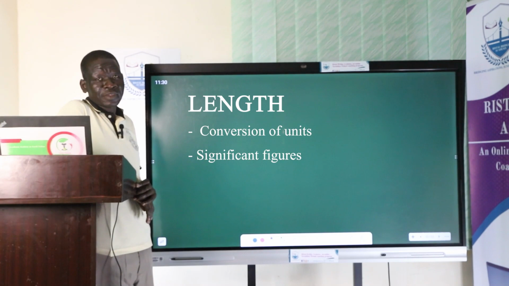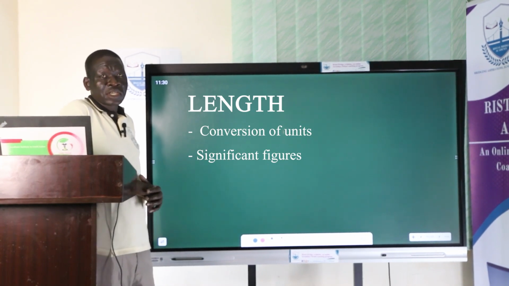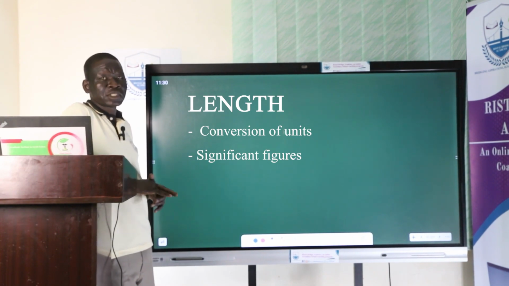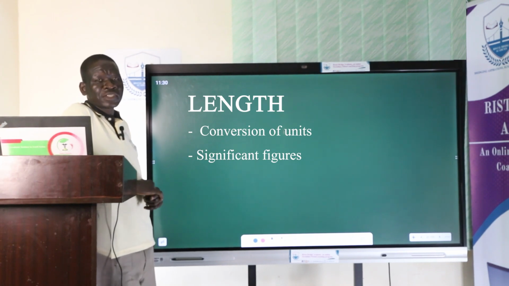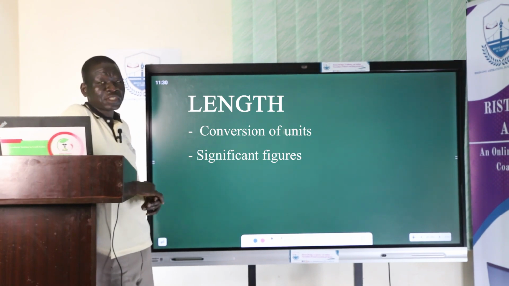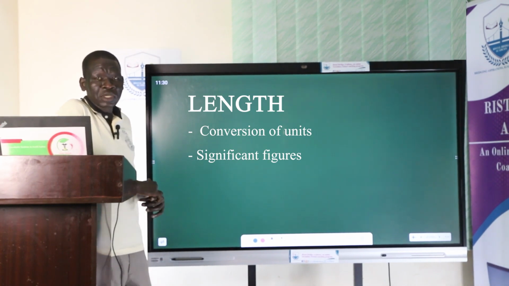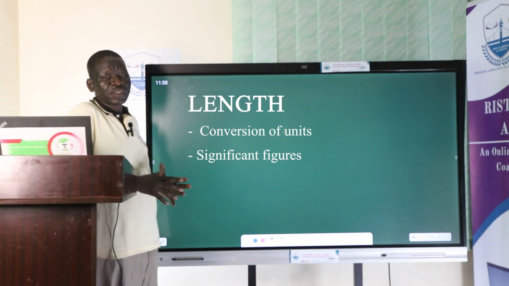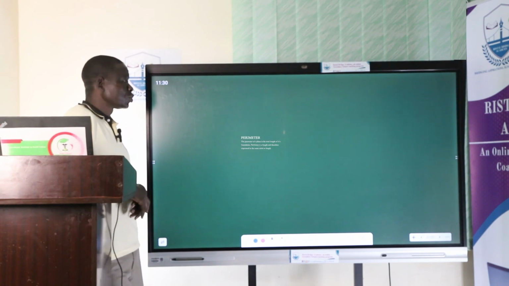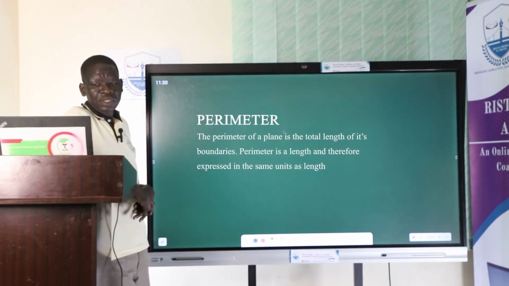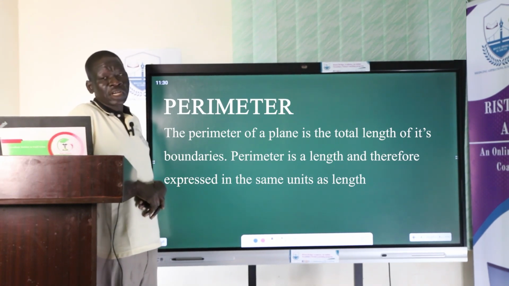Under length, we have looked at how we can convert from one unit to another. We also looked at significant figures under length, how we can count the number of significant figures in a number. So today we are going to look at perimeter, which is still under length.